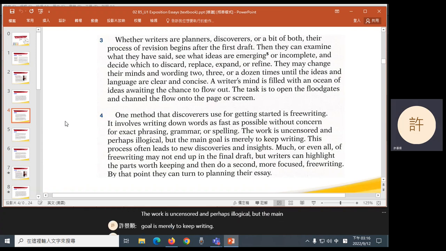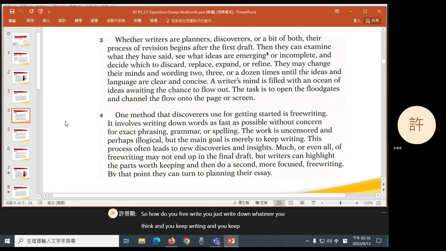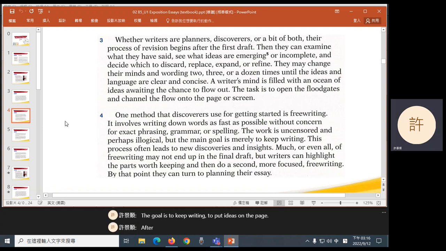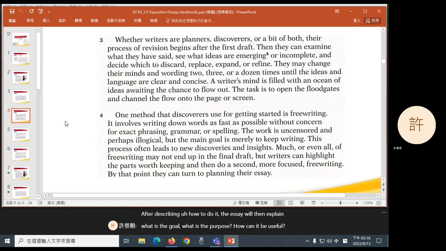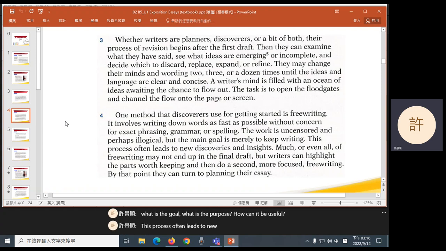So how do you free write? You just write down whatever you think and you keep writing and you keep writing. The goal is to keep writing, to put ideas on the page. After describing how to do it, the essay will then explain what is the goal, what is the purpose, how can it be useful. This process often leads to new discoveries and insights, so it generates new ideas.